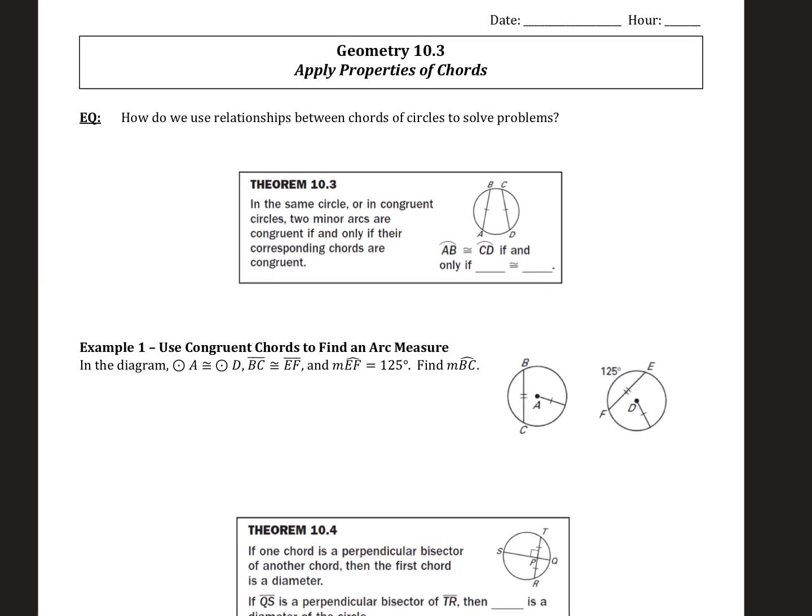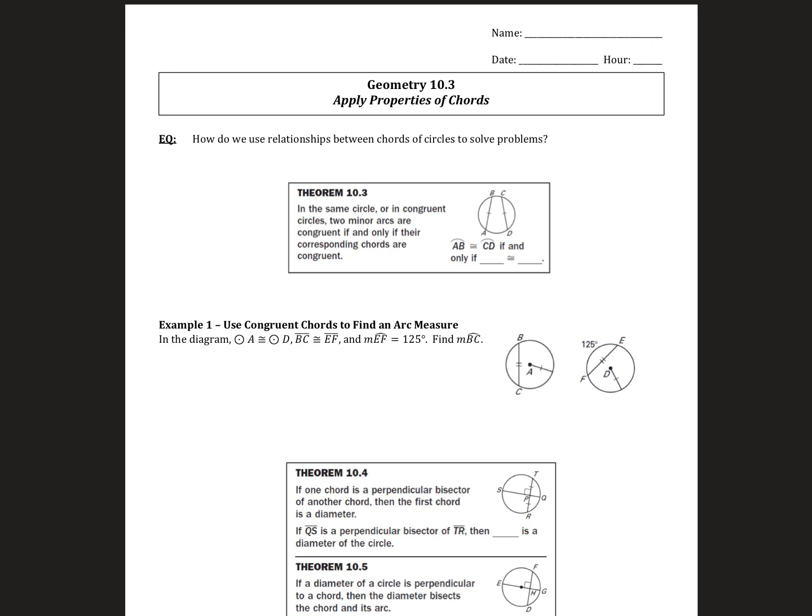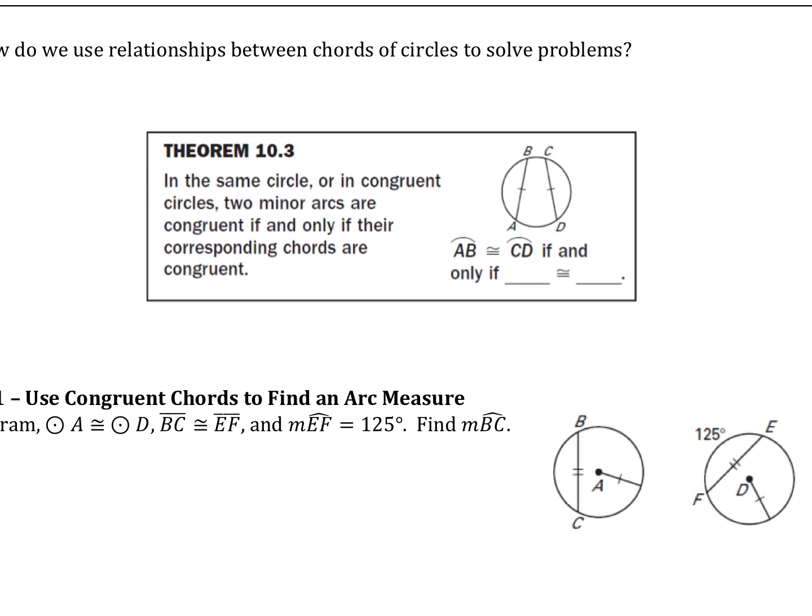Know what we're on today? Theorem 10.3. In the same circle or in congruent circles, two minor arcs are congruent if and only if their corresponding chords, so like AB and CD, are congruent. If these are congruent, then we can say that the arcs are congruent. So line segment AB is congruent to CD, right?